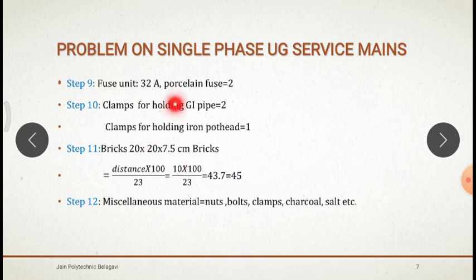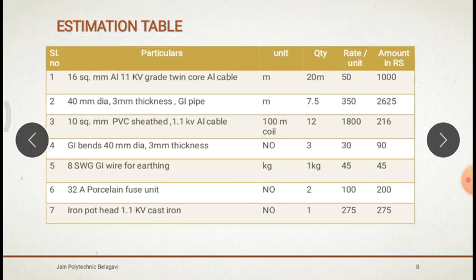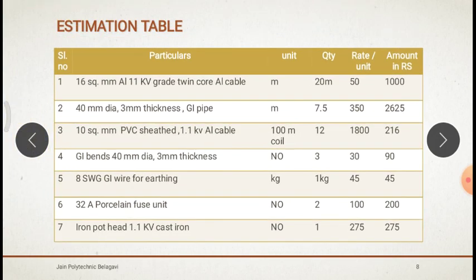If you do this, you get the list of materials for all the service main problems. Next, what is the estimation table? You just have to write the particulars, unit, quantity, rate per unit and cost of that. The estimation table is nothing but how much is the quantity, how much is the rate, and the total cost. Whatever you listed in all these steps, you write in table format along with the rate of each. Then you will get the total estimation to install the underground service main.